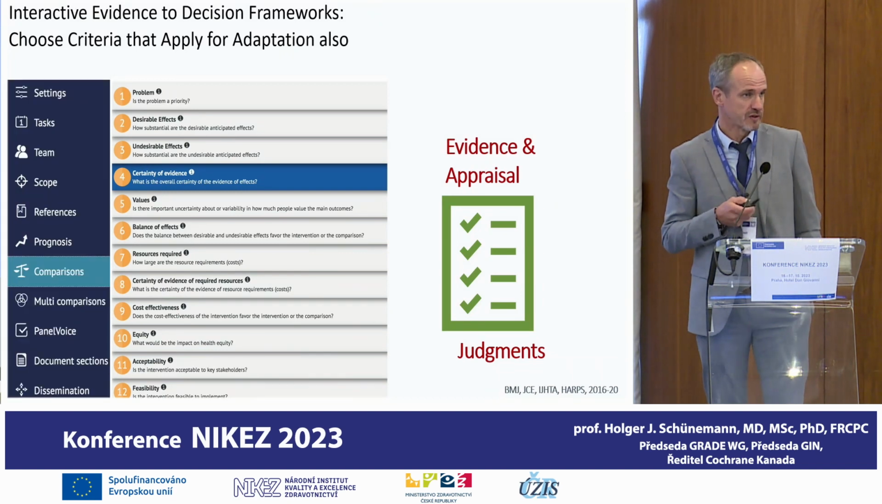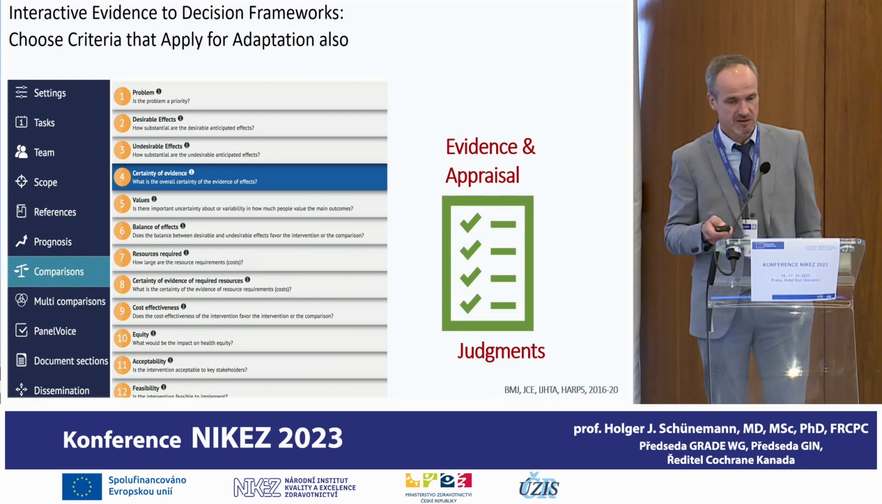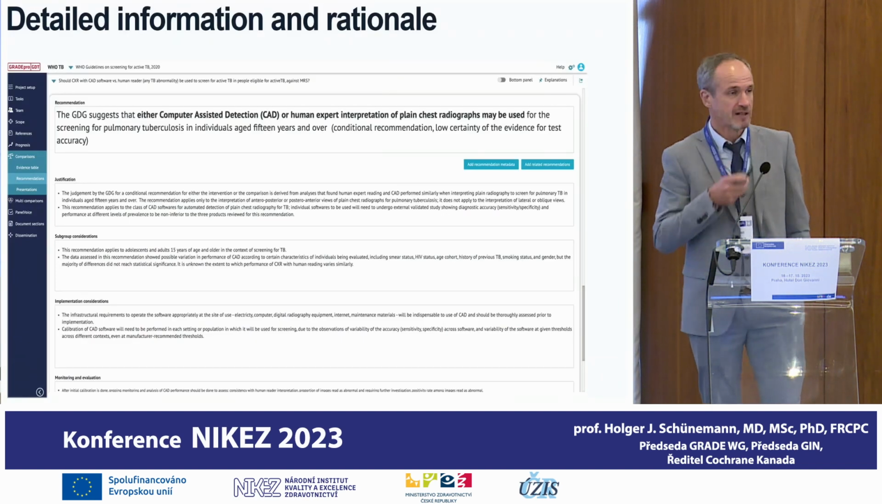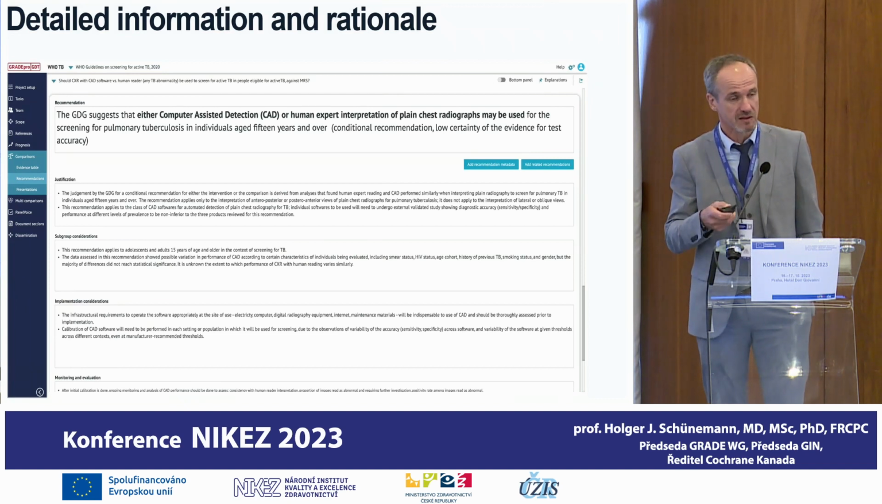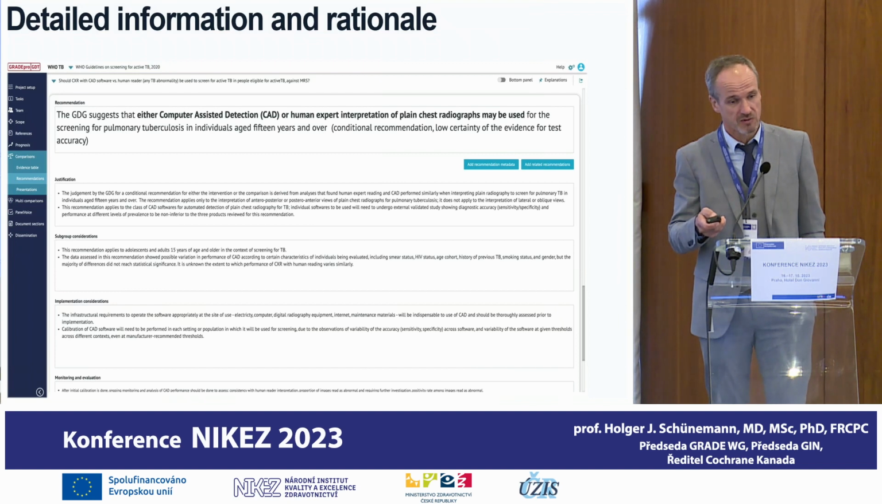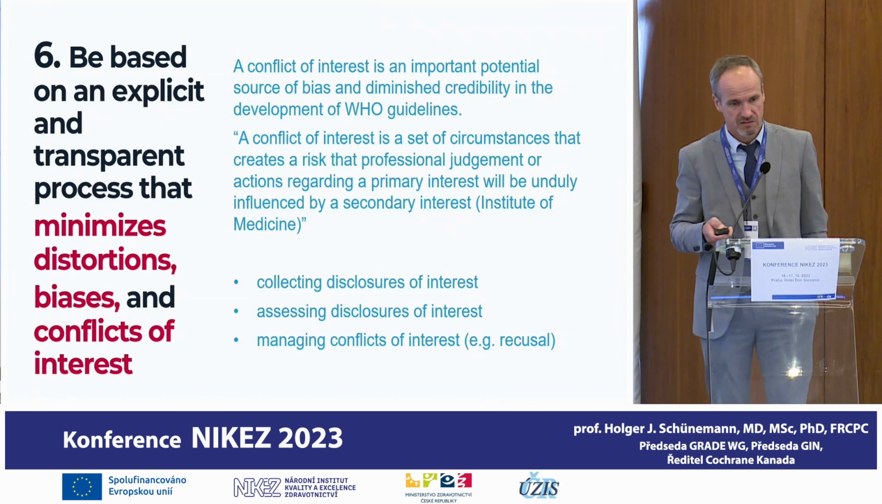And we use modern tools for doing this, software tools, in order to structure the process in a way that it is reproducible. And we provide detailed information for why certain decisions are made. We provide a rationale. We do a guideline statement, such as here, that the guideline development group suggests something, and below that is a justification and how it should be implemented. That is part of a good guideline process.